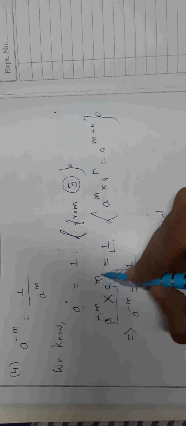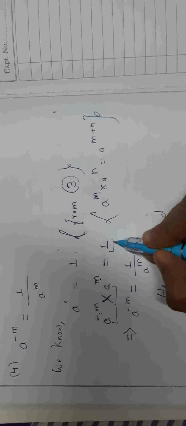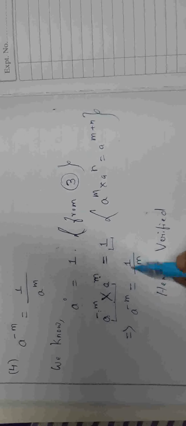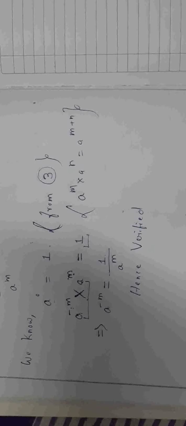Now since the second number is related to the first number with multiplication symbol, if I transfer the multiplication symbol to the right hand side of equal to, that becomes division. So a to the power minus m remains on the left hand side, and I convert one of the numbers to the right hand side with a sign transfer, which makes multiplication to division. Therefore a to the power minus m equal to 1 by a to the power m. That verifies the fourth formula as well.